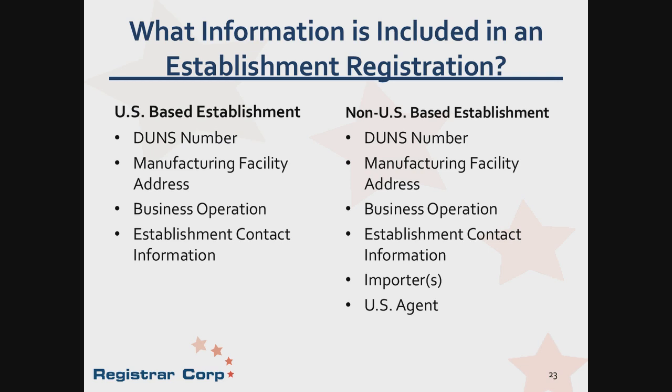To register a facility with FDA, the company name, address of the manufacturing facility must be provided, as well as an establishment contact's information. The submission must also identify the business operations that apply to that facility, for example, manufacture, repack, relabel. For human drug manufacturing facilities, a business operation qualifier must also be included that clarifies what type of product is manufactured on site, such as over-the-counter or prescription.